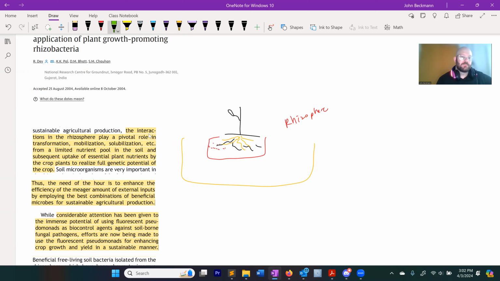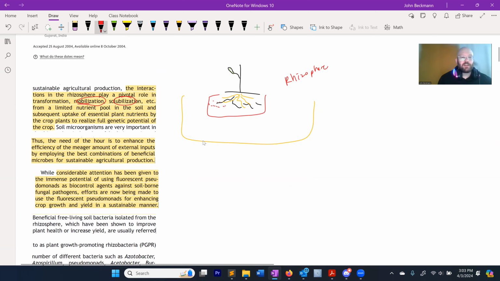And some bacteria will live in this region, and some bacteria are endophytes, and they'll actually colonize and grow inside the plants, okay? And so the idea that this paragraph is suggesting is that there are some microbes that can mobilize and solubilize some of the rare nutrients. So things like nitrogen and phosphorus are often found in inorganic forms that cannot be utilized by organisms. And so there are some microbes that can take those resources, convert them into a more readily usable form, and feed those to the plant, okay?